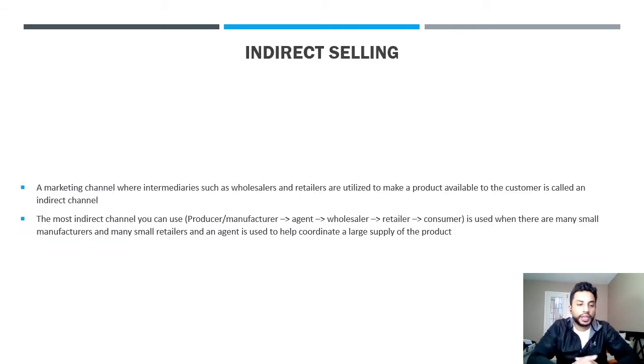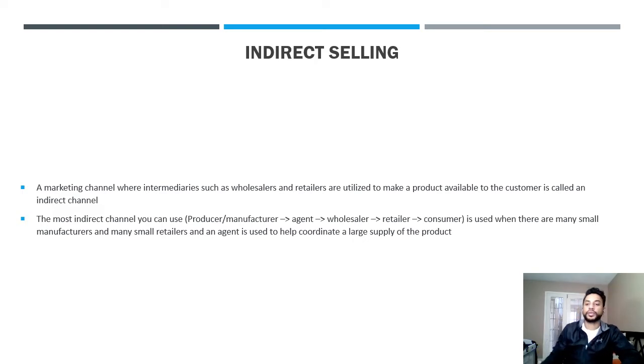Indirect selling is basically the opposite of direct selling. It's a marketing channel where intermediaries such as wholesalers and retailers are utilized to make a product available to the customer. It's called an indirect channel. The most indirect channel you can use is producer, manufacturer, to an agent, to a wholesaler, to a retailer, to a consumer. It's used when there are many small manufacturers, many small retailers, and an agent is used to help coordinate a large supply of the product.